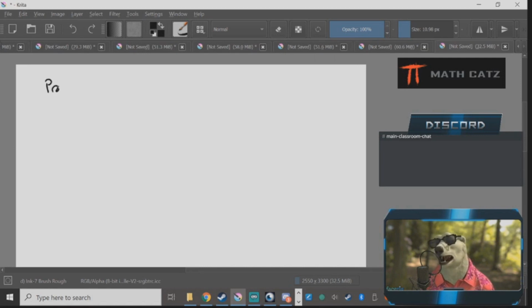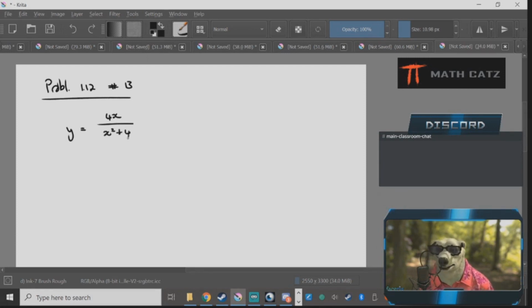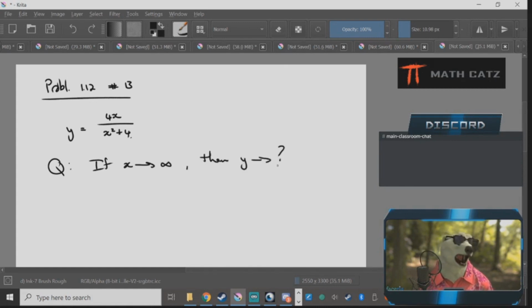And I want to do problem 112, number 13, where I just have exactly the same question. I just have my function y, 4x over x squared plus 4. Same question. If x approaches, in this case, infinity, then what is happening to y?